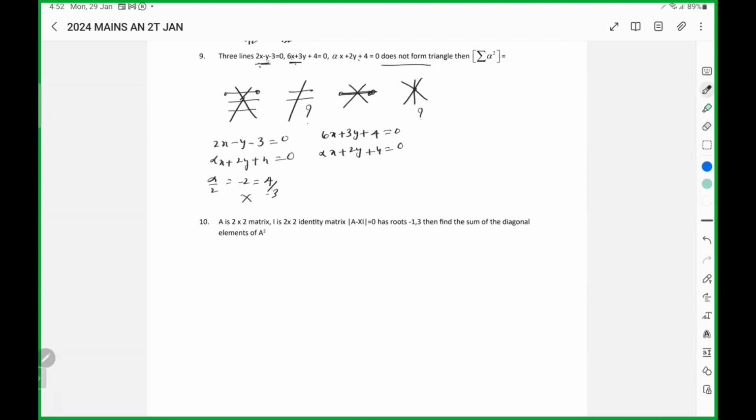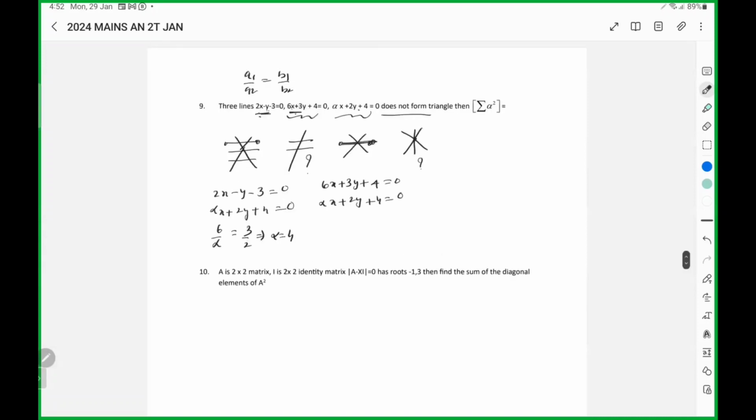So in this case, two of them are parallel. First and second can't be parallel. Second and third, 6 by alpha equal to 3 by 2. From here, alpha is 4. Even first and third can be parallel. In that case, 2 by alpha is minus 1 by 2. Alpha is minus 1. So another possibility is lines are concurrent.